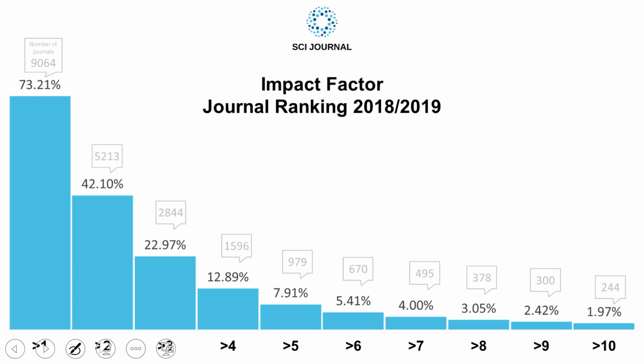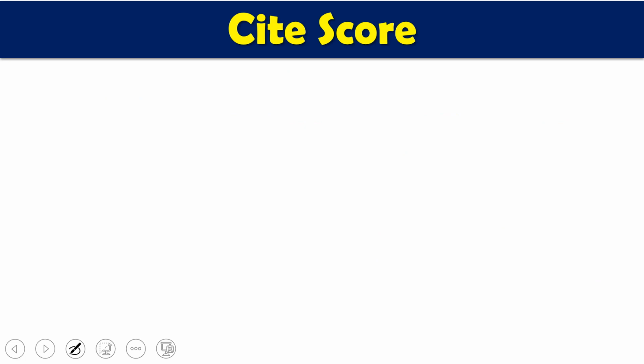This shows in which category how many journals there are on average, according to the journal ranking 2018-19. As the impact factor increases, the number of journals, meaning the quality, you can call it, the number of journals is greatly reduced. Like we have 244 journals with more than 10 impact factor. For more than 9 impact factor, there are 300 journals. So this is the number of journals having different impact factors.